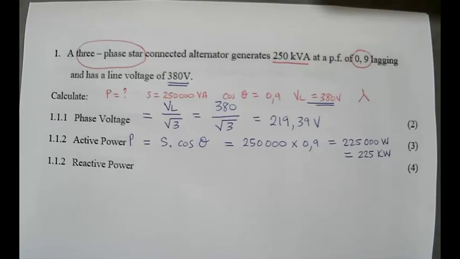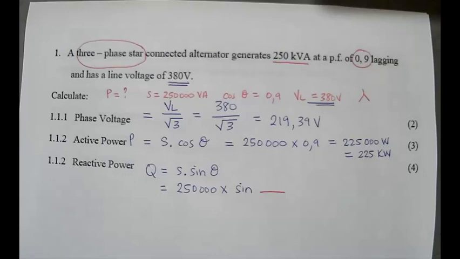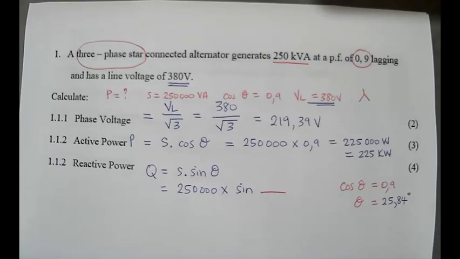Now reactive power is a little trickier. But the formula, don't forget, reactive power is Q. So Q is equal to S times sine theta. Now notice this is sine theta. This would mean you would need to calculate the angle theta before continuing. So 250,000 times sine, we don't have theta. Let's work out theta on the side. We know that we were given cos theta is equal to 0.9. So bringing cos over, we get 25.84.